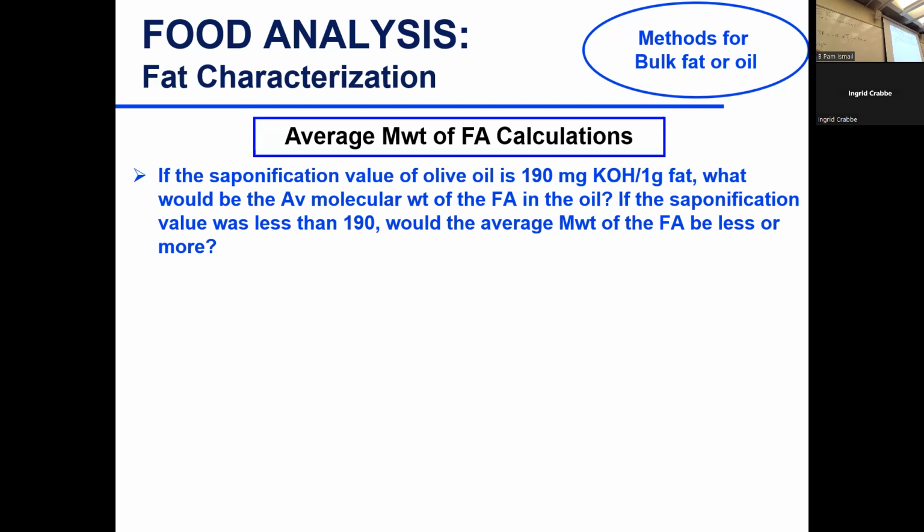First thing, the units are not the same. So what do I need to do? Convert this into grams. So 190 milligram equals how many grams? You divide by 1,000. 0.19 grams. So 0.19 gram for 1 gram of fat.